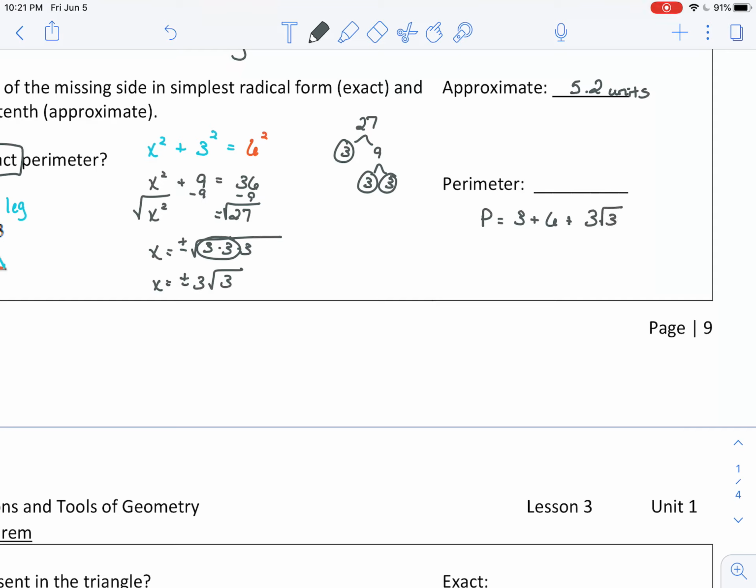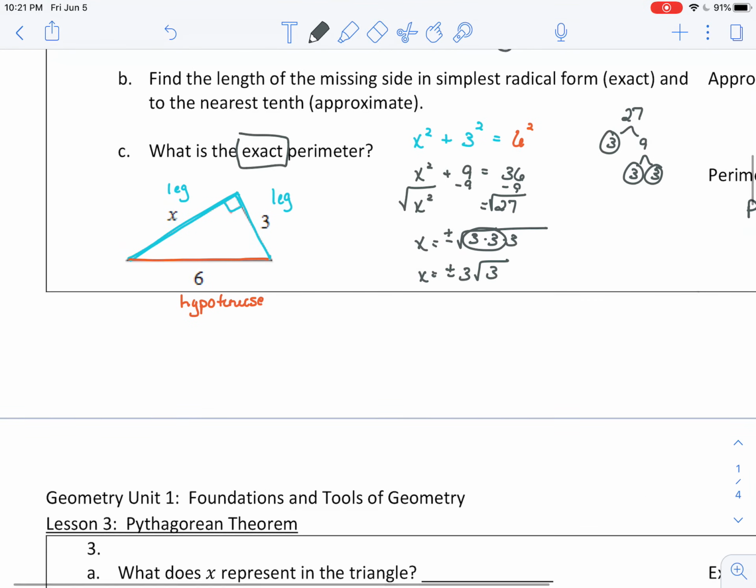When we added radicals a couple lessons ago, we said they had to be like terms. I only see one thing with the radical, so he's not like anybody else. But these two are like terms. So I'm going to go ahead and say 3 plus 6 is 9. 3 root 3 is just 3 root 3. And if I don't want to round anything, that's the best perimeter we can get. But it all stems from this relationship of the legs and the hypotenuse. That's the important thing.